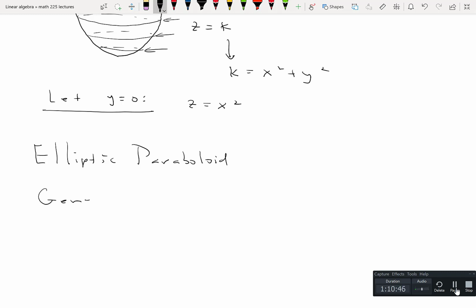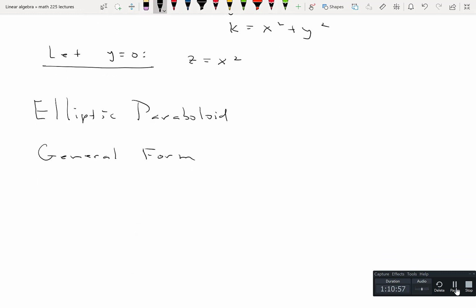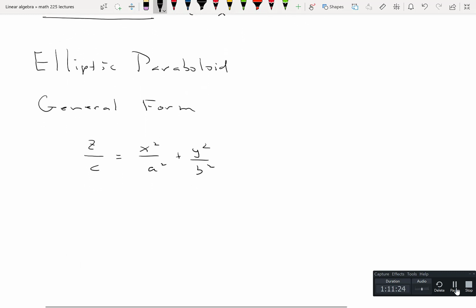And here's where your memorization comes in. A lot of memorization. In general, the general form is not z squared over c squared. It's z over c equals x squared over a squared plus y squared over b squared. The a squared and b squared are affecting the cross sections in terms of the ellipse that you get with the cross section. What does the c do?